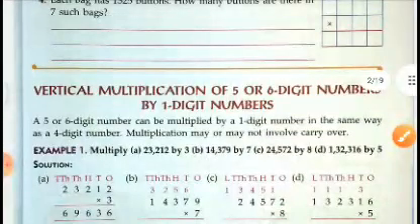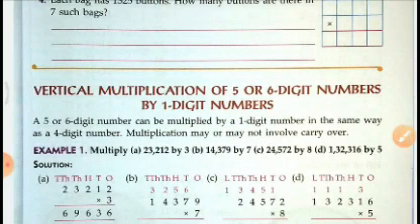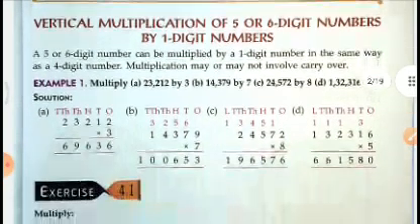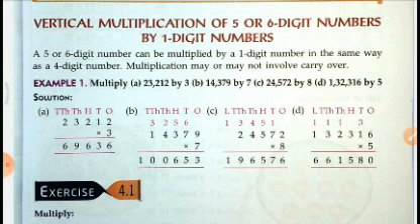Now vertical multiplication of a 5 or 6 digit number by 1 digit number. It is just ordinary multiplication. You can see here only the first number length is increased by one place. The numbers are in 10,000 or even in lakh. But the other number with which you need to multiply is a single digit. So it is done just as a normal multiplication, right?